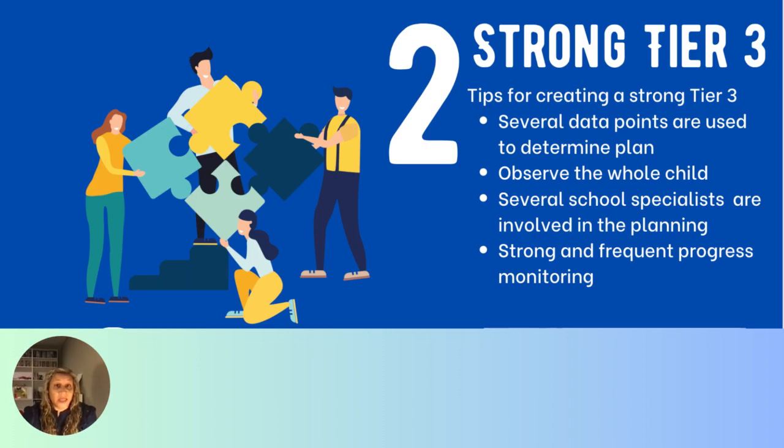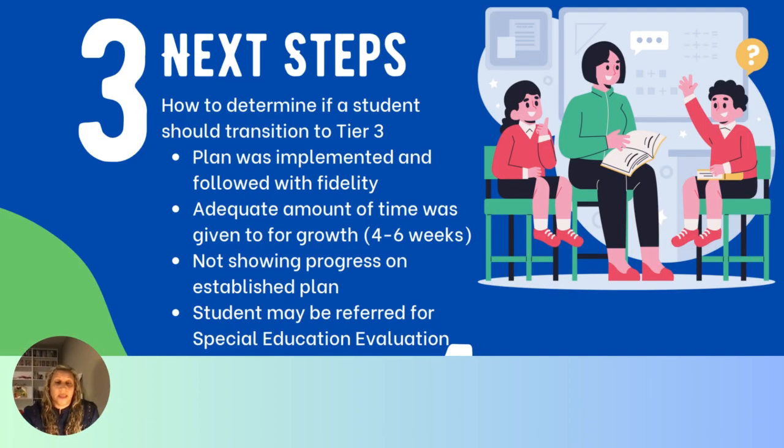Also, if the area that needs growth is a behavioral skill, make sure the goal is in that area. Lastly, make sure the progress monitoring aligns to the plan. It needs to be completed frequently and should be closely related to the area of focus. Data is very important in Tier 3.